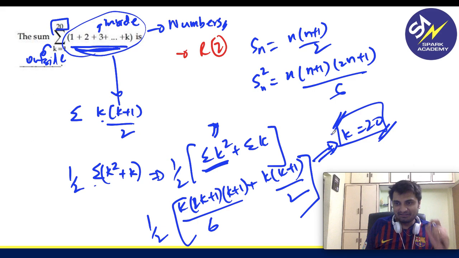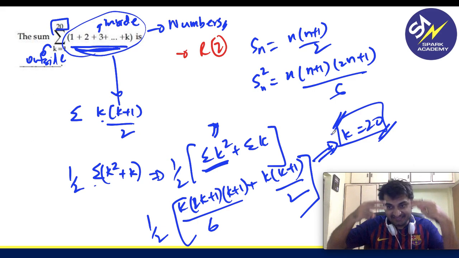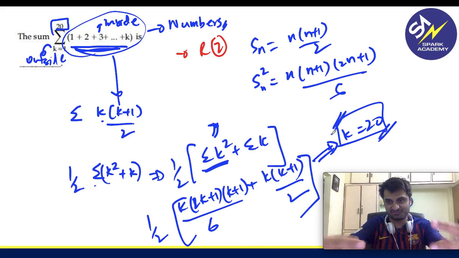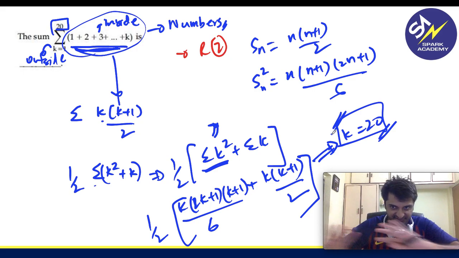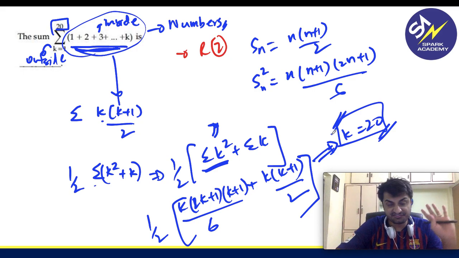The question will become very simple. So here the idea is 2 summations. Inside summation, expand; outside summation, take it and put the summation. That's it. Simple question again.